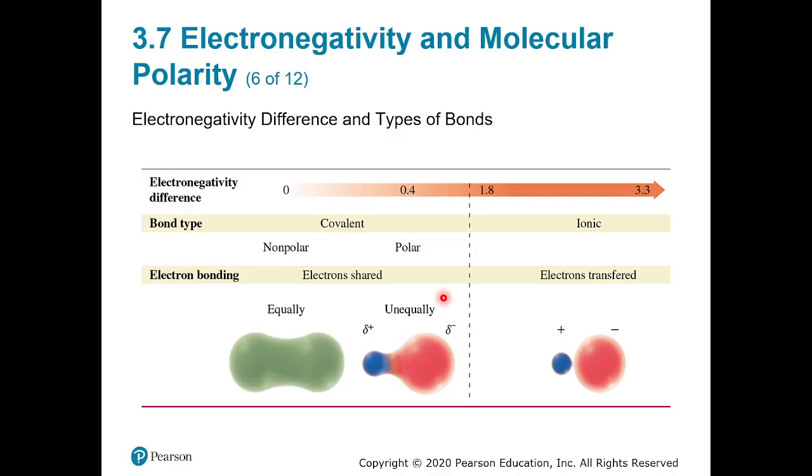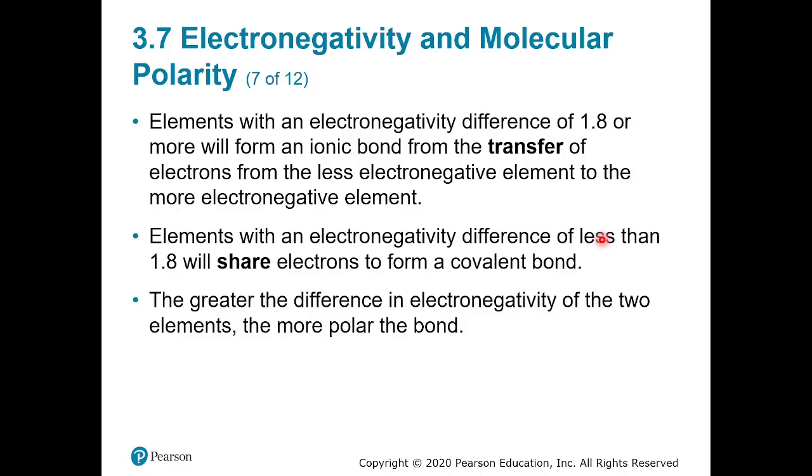Okay, once it hits 1.8 and on, it can get up to 3.3, which is usually where you would see something. So 1.8 and higher, these are going to be ionic, meaning one just takes the electron from the other, period. They don't share them at all. Okay? Everybody okay with that so far? Am I losing anybody there? No? Fantastic. So elements with an electronegativity difference of 1.8 or more are going to transfer, and that's ionic. Ones that have less than 1.8 share, and that's going to be covalent bonding, whether it's nonpolar or polar. Okay?